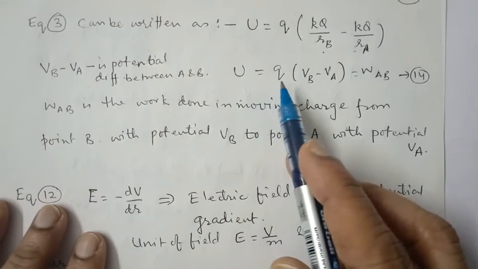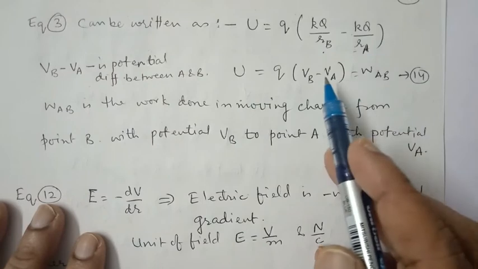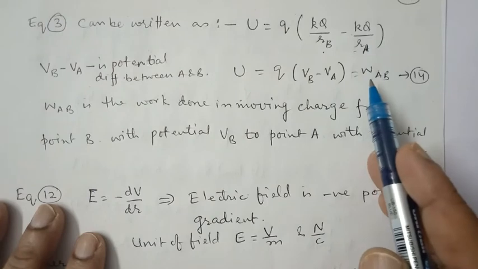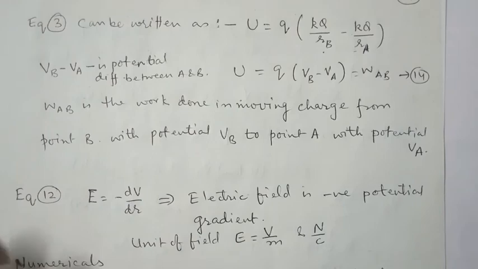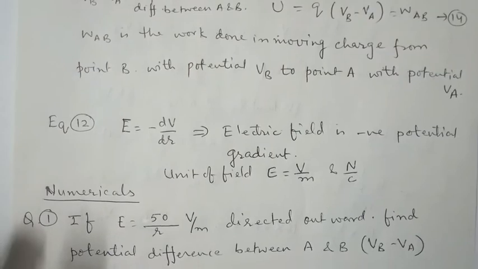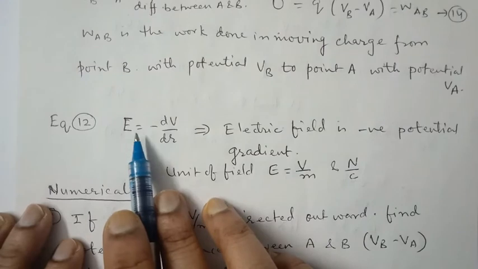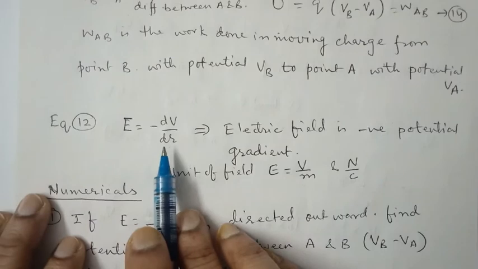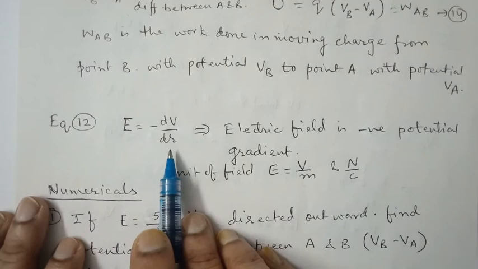So potential energy becomes q(VB minus VA), or I can also call it the work done between A and B. This is the final position, this is the initial position, work done in moving a small charge q from A to B. Another thing, this E is equal to minus dV by dr can also be given in simple words as the negative potential gradient. Field is the negative of the potential gradient.